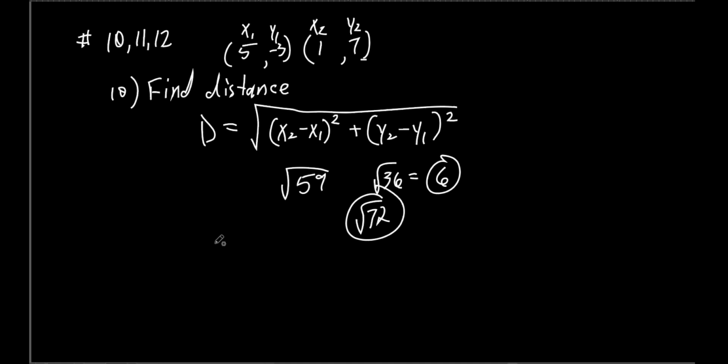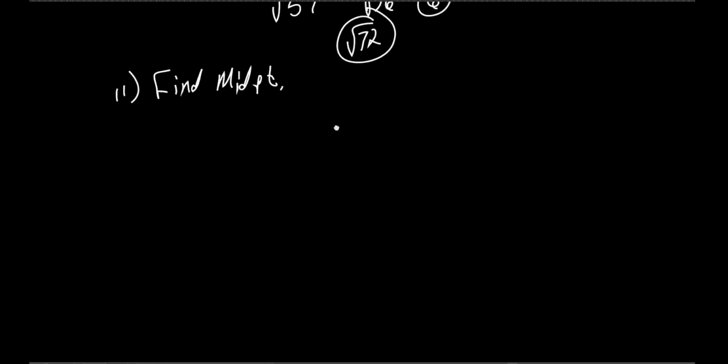All right, so number 11 would be to find the midpoint between 2 points. So I'm going to give you, all 3 of these have different sets of points. They're not all the same points, but they ask you different things as well. So this one says find the midpoint. All right, so the midpoint, you got to know the formula for that.